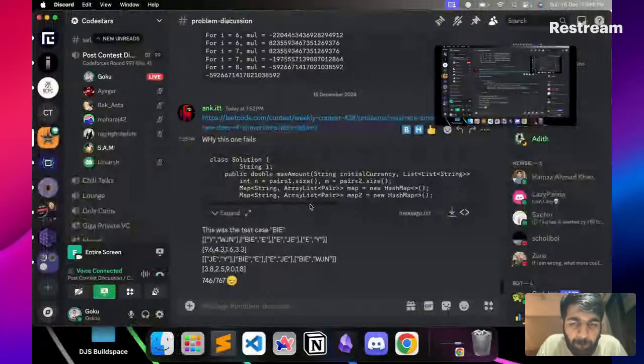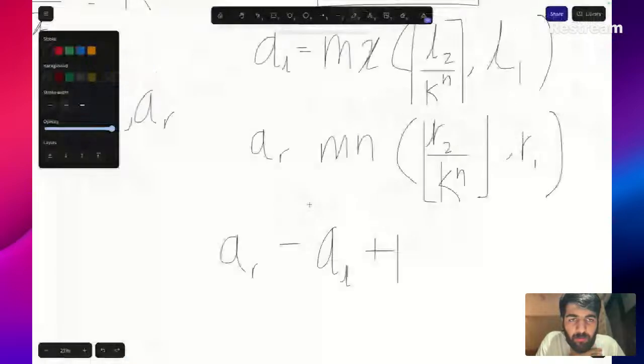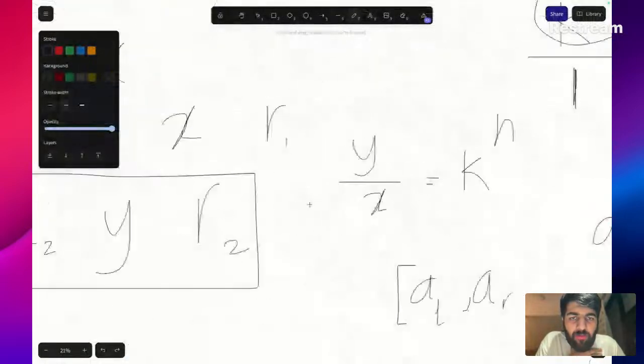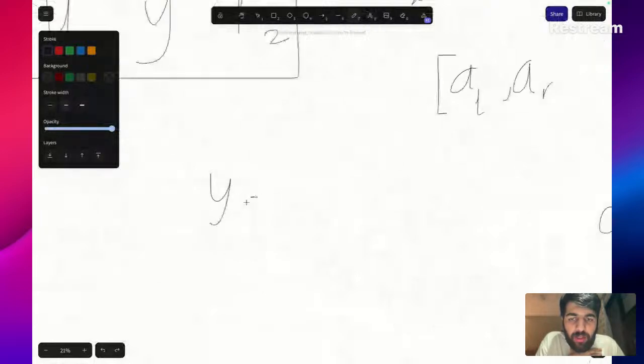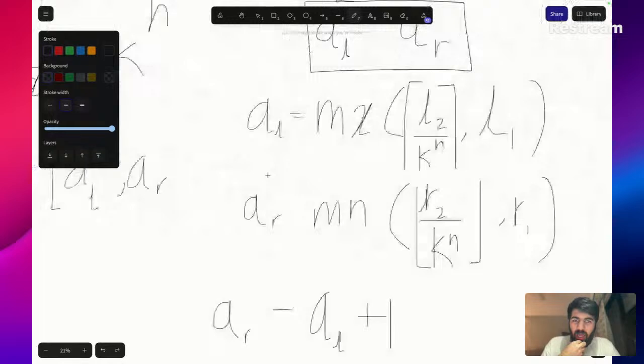Actually, I approached this question with a different approach. What I did was y is equal to x times k raised to n. So now for every k raised to n, I will find the range of y, and the same as what you did, like the max of that.